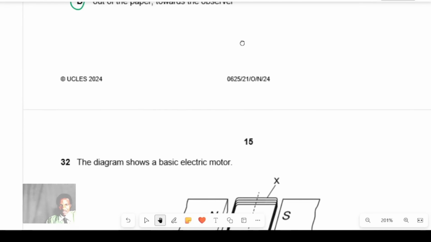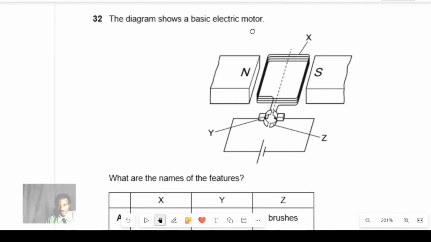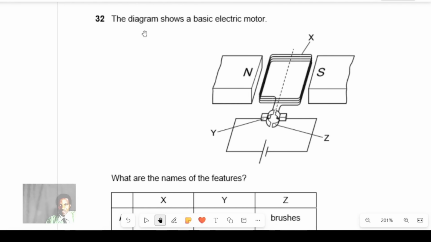Now let's have a question. Okay, question 32. The diagram shows the basic electric motor. So just the components here. What is this part? This part is the coil, and then this is the brush, and then this is the commutator.